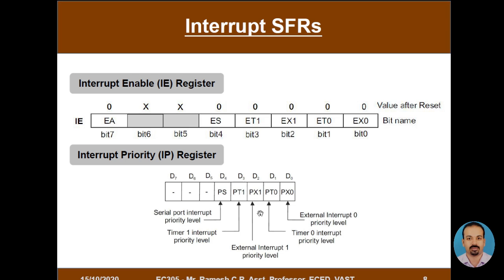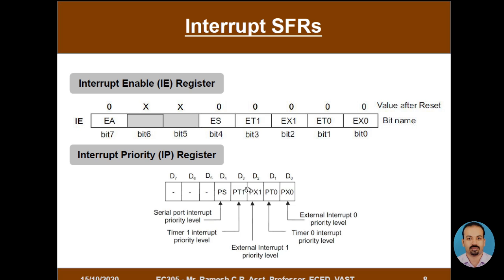Okay, simultaneously, in case I'm making these two bits together as 1, then it will follow: PS0, PT1 equal to 0, and PX0 equal to 0, and I'm making PX1 and PT0 both equal to 1. That means that out of the 5 interrupt sources, these two have the highest priority compared to PX0, PT1 and PS. And from these two sources, if both of them generate an interrupt request at the same time, then based on the default rule, PT1 will be serviced first, then PX1.